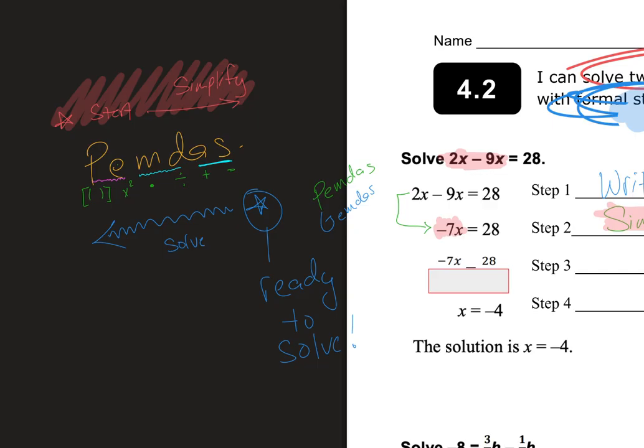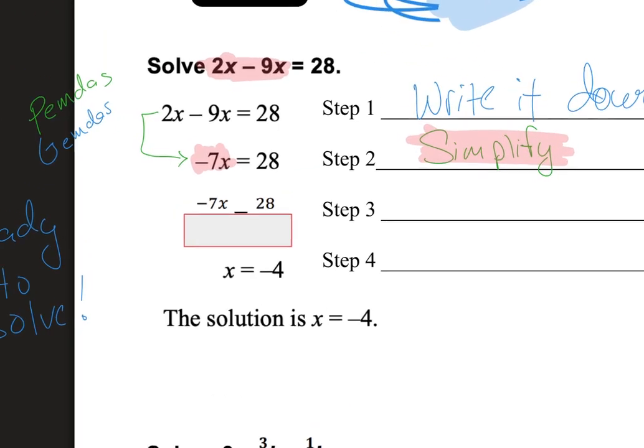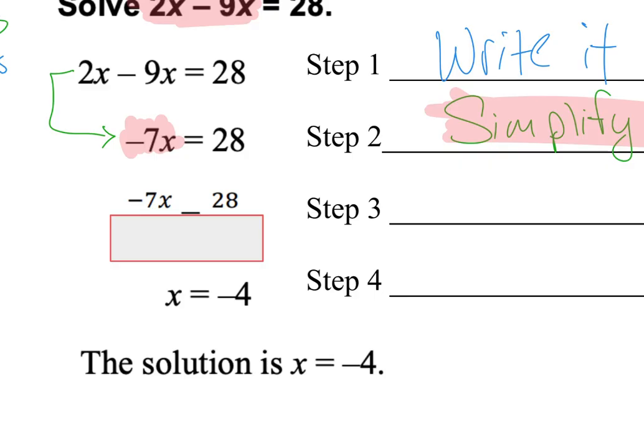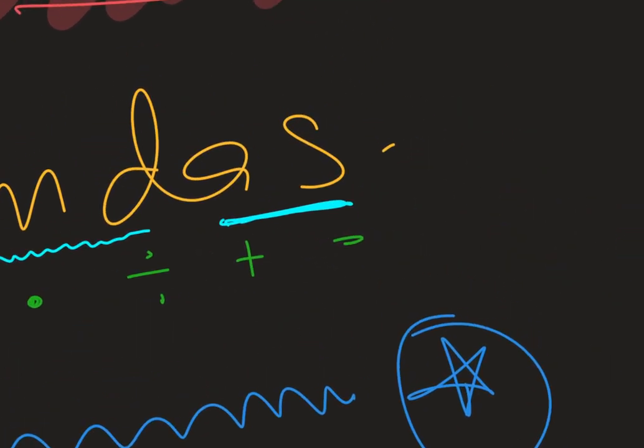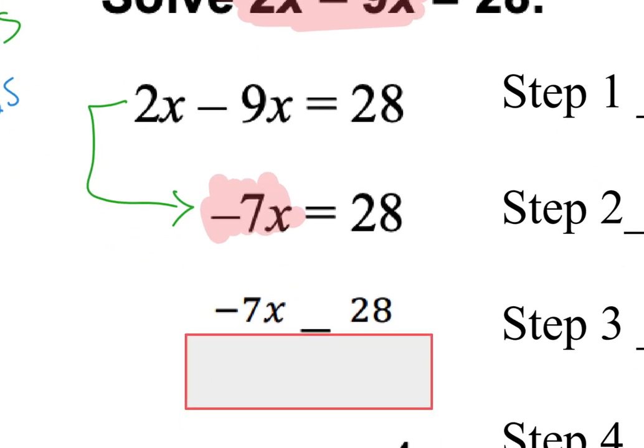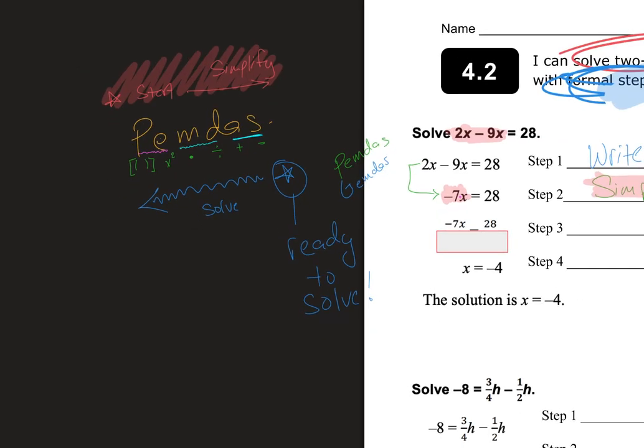We're just not going to need them for a long time. So back over here, the question is, okay, now that we have negative 7x equals 28, there's nothing to simplify, so we're ready to solve. So is there any adding or subtracting happening to our problem? Is there any adding or subtracting happening to x? And the answer is no. The only thing that's happening is it's being multiplied. So when you solve, you do the opposite.